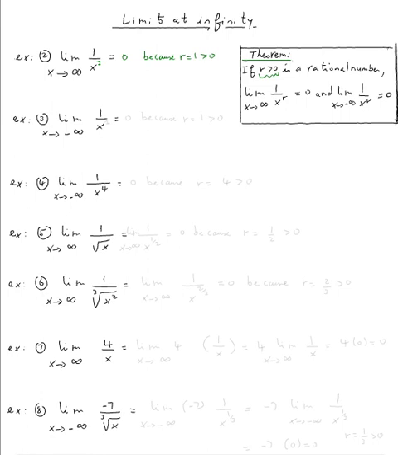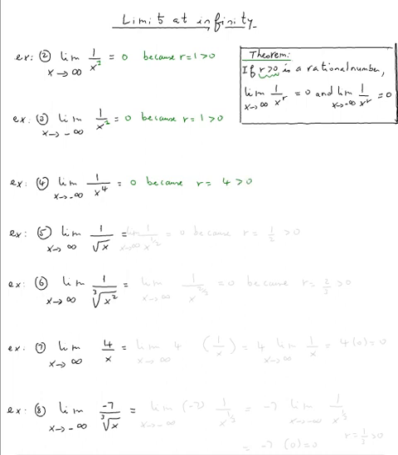Now same thing here. 1 over x means 1 over x to the exponent 1. So this has to be equal to 0. Why? Because r is equal to 1, which is strictly bigger than 0. We're still using the same theorem. Again, example 4, we're going to use the same theorem. This has to be 0. It doesn't matter whether x goes to negative infinity or positive infinity. So it is equal to 0 because r is equal to 4, strictly bigger than 0.